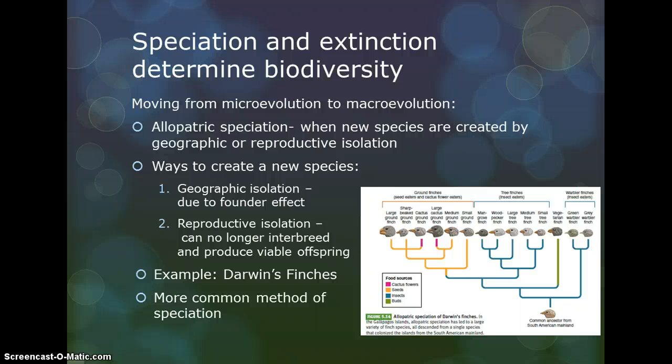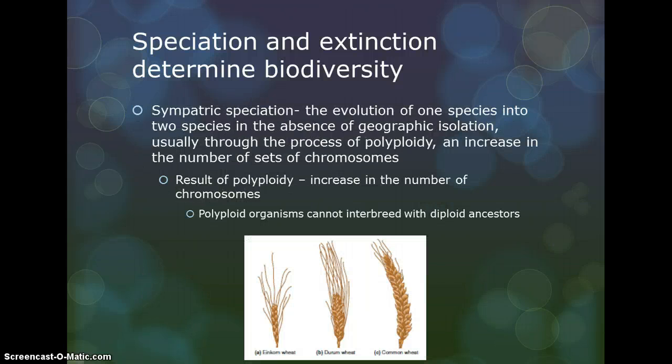And allopatric speciation is the most common method of speciation. The other type of speciation we're going to talk about is sympatric speciation, and this is the evolution of one species into two species in the absence of geographic isolation, and it occurs usually through the process of polyploidy, which is an increase in the numbers of the set of chromosomes. So again, increase in the number of set of chromosomes here.